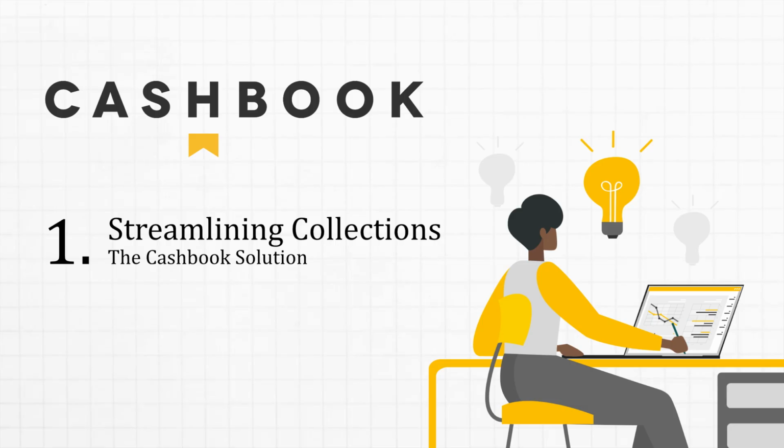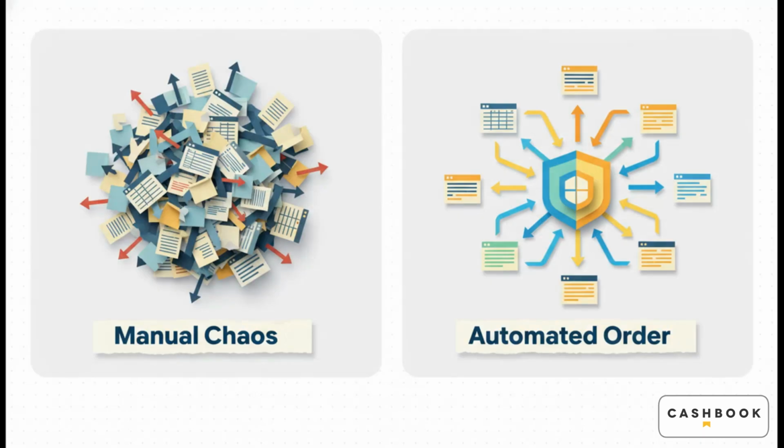Let's talk about the solution, actually streamlining your collections. This is where you can finally move away from all that manual chaos and into a world of automated order. This is like a before and after picture for your finance team. On the left, you've got the manual chaos we just talked about, but on the right, you have the Cashbook way. Instead of scattered data, you get one single central hub. Instead of inconsistent emails, you get automated professional communication. You go from constantly reacting to problems to proactively getting ahead of them.